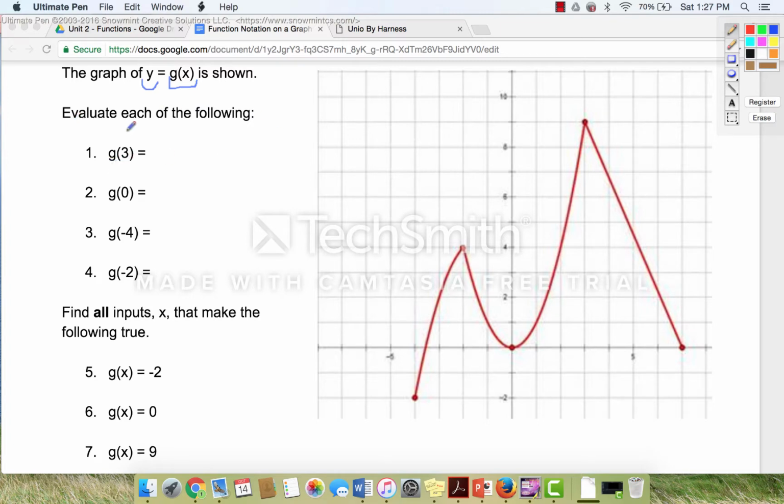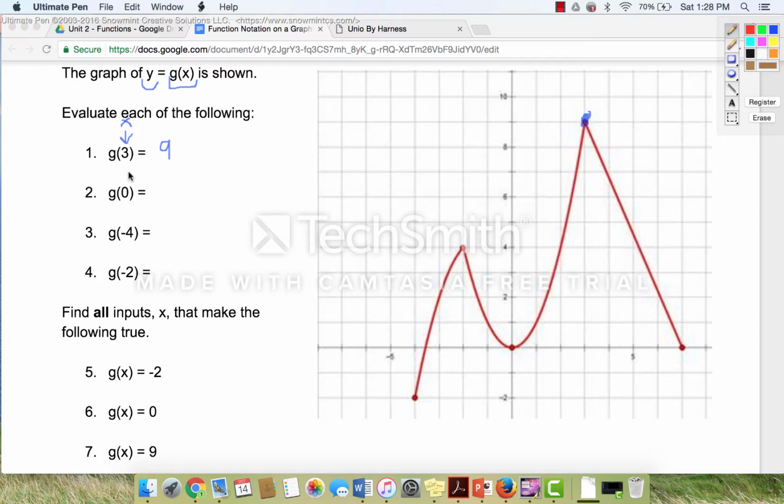G of 3. Well, all I need to remember is that 3 is my x value, and I'm looking for my y value. So I'm going to go to 1, 2, 3 in the x, go up to where my function is, and it looks like we are at 9. So g of 3 is 9.